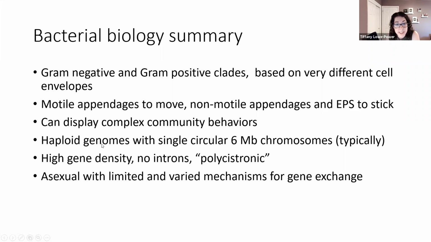They have haploid genomes that are relatively small, about 6 megabases. They have a high gene density without introns, and they're polycistronic, or they encode multiple genes on a single mRNA. Bacteria are largely asexual organisms that divide with binary fission, just cells dividing in half. But they can have genetic exchange through horizontal gene transfer.